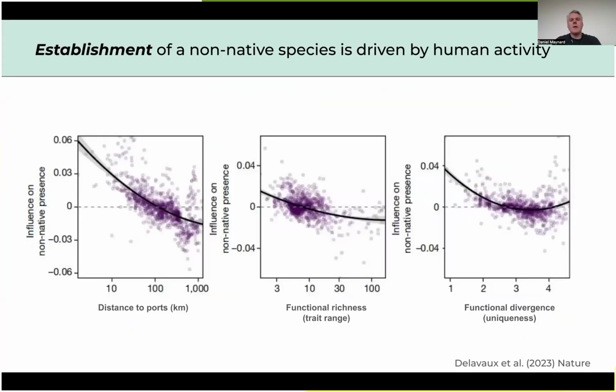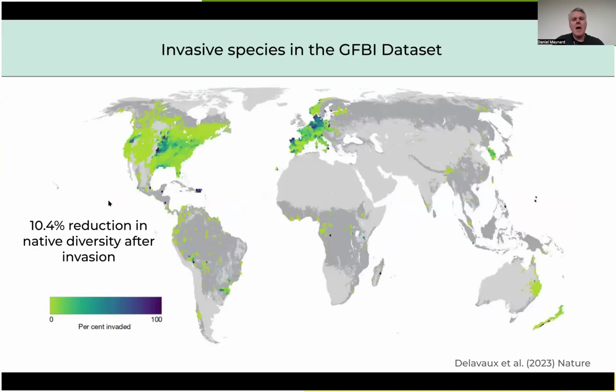So we looked at two different things. And the first thing we asked was what's driving this spread? And there's two ways we can do this. One is establishment and one is actual spread. Now, establishment is whether or not a species just gets there, right? So if we just look at a plot, is there at least one stem in that plot that is non-native? So just a binary prediction.